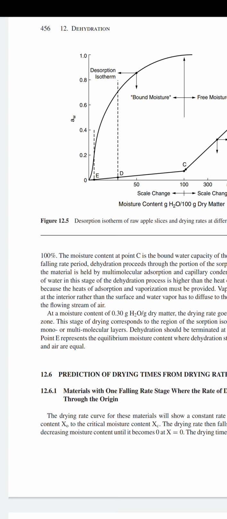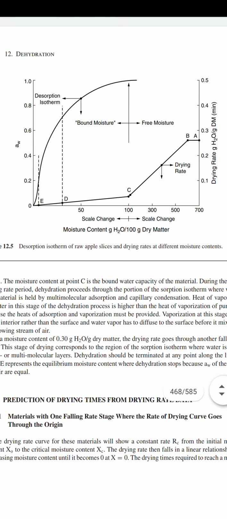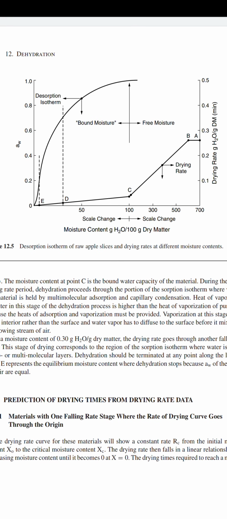So these are the various stages of drying, right? There is one constant rate drying period and multiple falling rate drying periods. The number of falling rate drying periods depends upon the nature of the food material, the drying medium and the drying temperature you are using. So this is how the drying curve is described, as well as how we can relate this drying curve with the sorption isotherm of a particular food material. In the upcoming lectures we will see how to predict the drying time from drying rate data. Thank you.